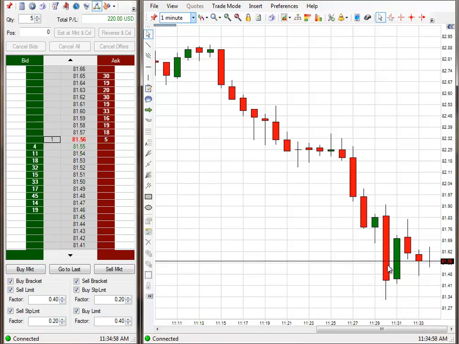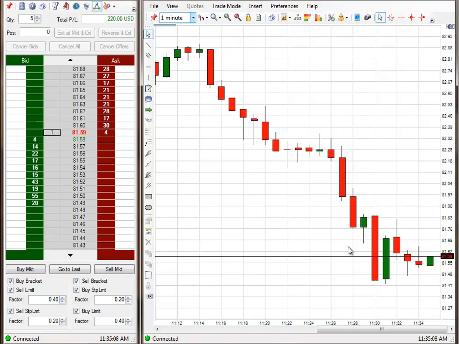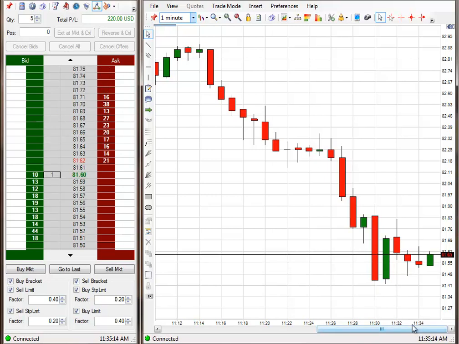The entry, I missed it because it just looked so risky, and it did go down. You would have hit the 30 tick exit, no problem. 20 ticks, obviously, no problem. No, I don't think it would have hit 40 though. No, I don't think so. No, it wouldn't have hit 40.